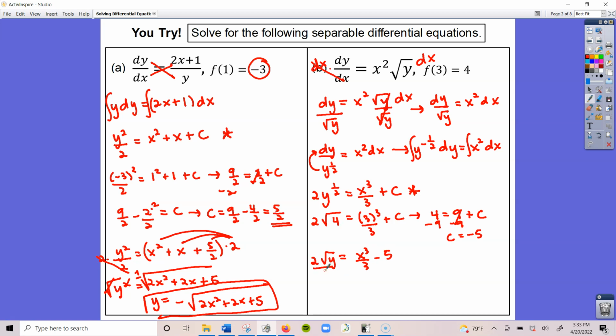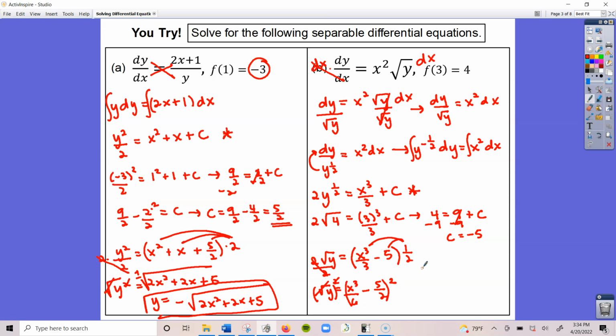First, I need to divide the 2. Now to make this easier, when we divide by 2, that's the same thing as multiplying by 1/2. So I'm going to take this side and distribute 1/2. So the square root of y is going to equal x to the 3rd over 6 minus 5 over 2. And then finally, we're going to square it.